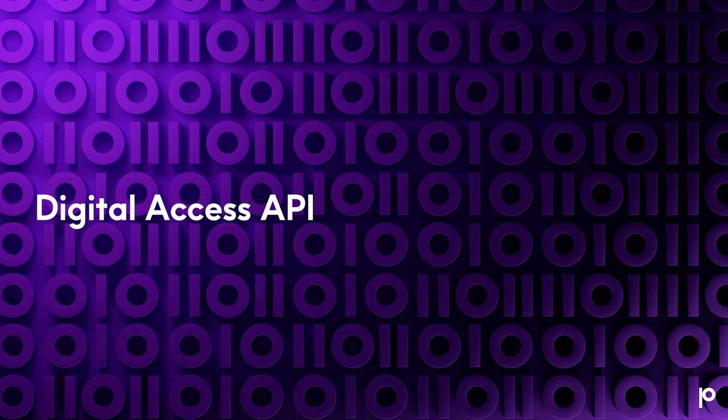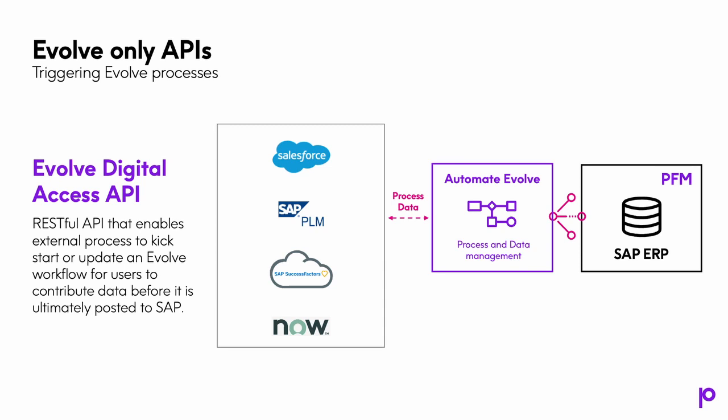Now, the next one is the Digital Access API. And this one's a little bit more powerful in many ways when you've got those complex data-intensive processes that require workflow and require data from other systems or other systems to kick off a workflow for data that's going to end up in SAP. So the Evolve Digital Access API is the RESTful API that enables external processes to kickstart or update an Evolve workflow for users to contribute data before it is ultimately posted to SAP.